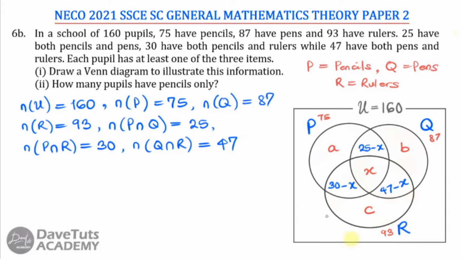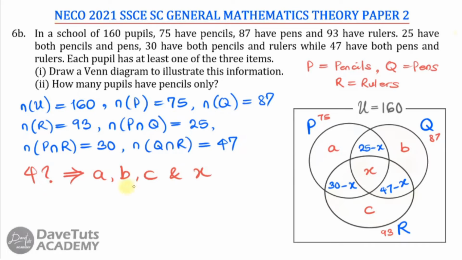So with this information that we have here, the onus will now lie on us to make use of all this information and get the solution, the number of pupils that have pencils only, and that pencils only will be A. Since P is our pencil, A will be pencil only. They only have pencils, they don't have rulers, and they don't have pens. So having interpreted our question already, we have 4 variables, 4 unknowns: A, B, C, and X that we are looking for.